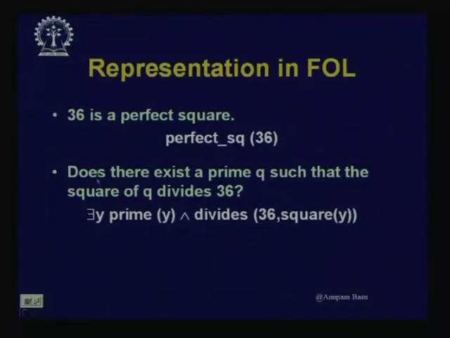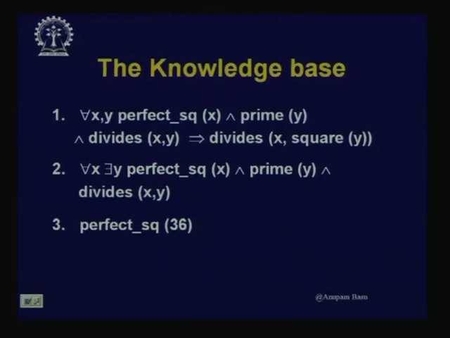Therefore, I can write it down as: there exists y such that y is a prime and divides 36, and I can divide 36 by the square of y. So these are my sentences. With these I have got a knowledge base, and what is that knowledge base? For all x y, perfect square x and prime y and divides x y implies divides x square y, that was the first sentence. The second sentence was this, the third sentence was this that we have just now done.